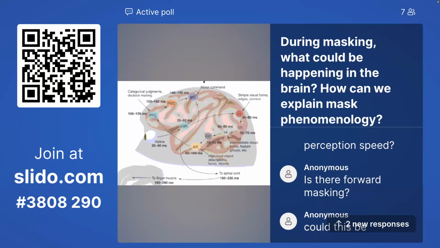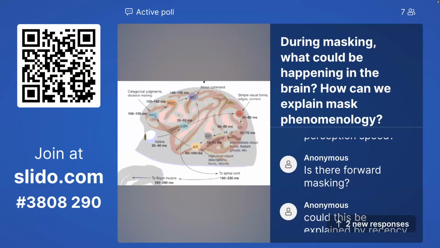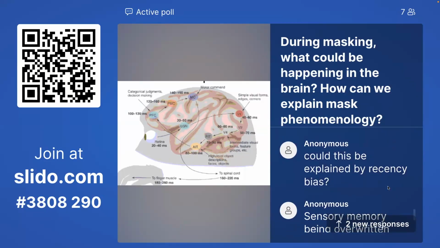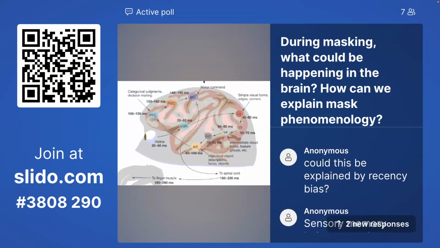Think about it, all right? But I don't have a phenomenology here, so I can't really give you these things. Explained by recency bias. Okay, that's a good idea. Whose idea is this? Yep. So what's the recency bias? Maybe you can explain.